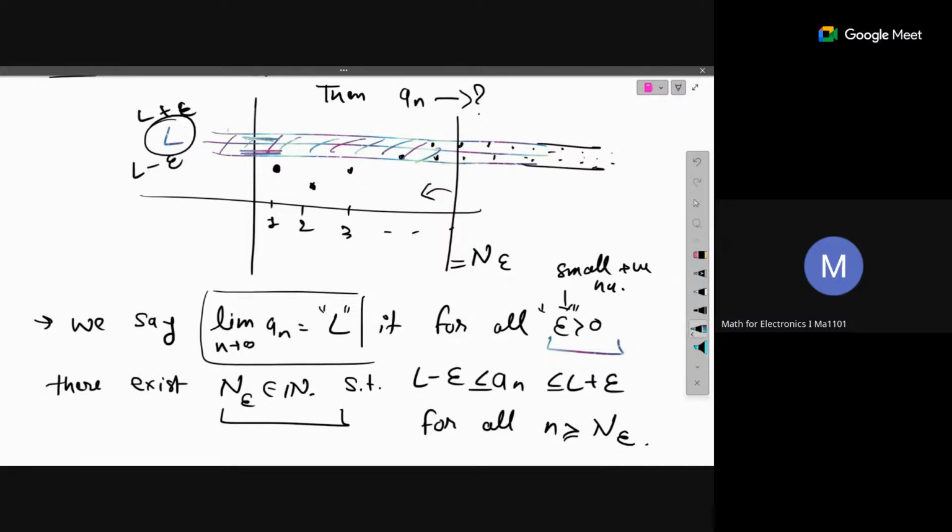there should exist a stage N_epsilon, after which all of the terms of the sequence should lie between this particular rectangle strip, and that is denoted by this sentence. This sentence refers to the scenario that after this N_epsilon, all of the sequence terms will lie between this rectangle strip, L minus epsilon and L plus epsilon. That's the meaning of: there exists N_epsilon belonging to the natural numbers in such a way that a_n lies between L minus epsilon and L plus epsilon for all n greater than or equal to N_epsilon. Okay, that's the definition of the limit of a sequence.